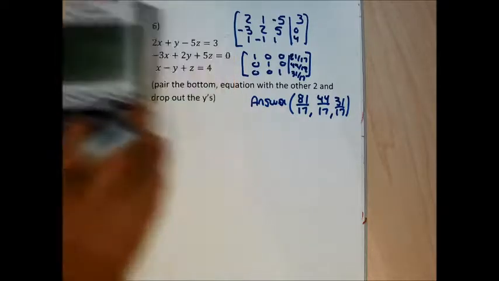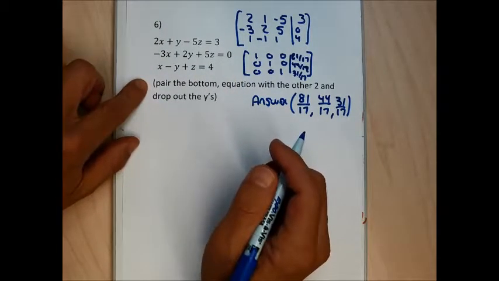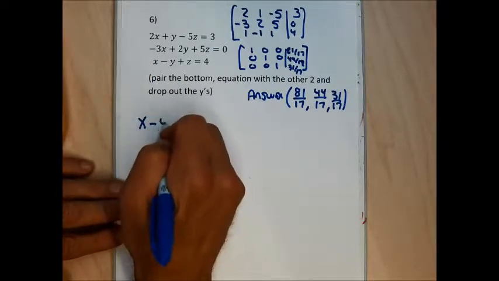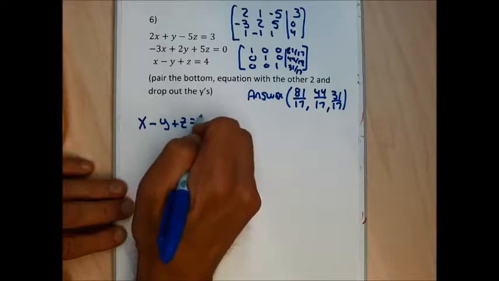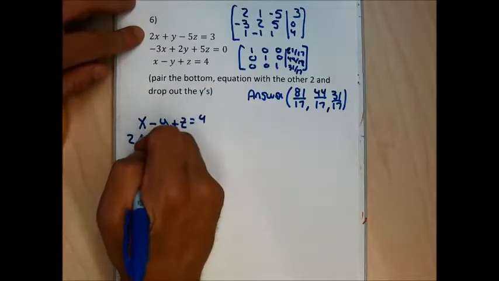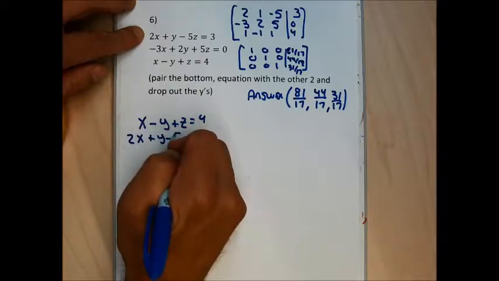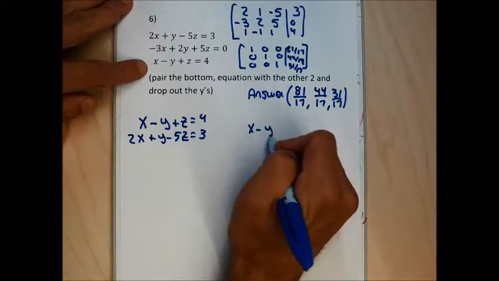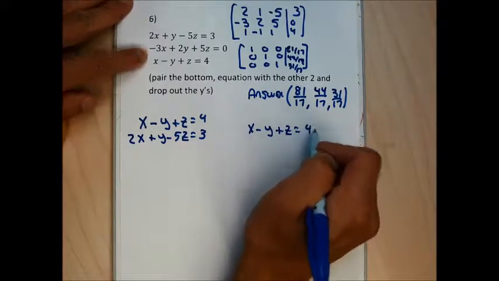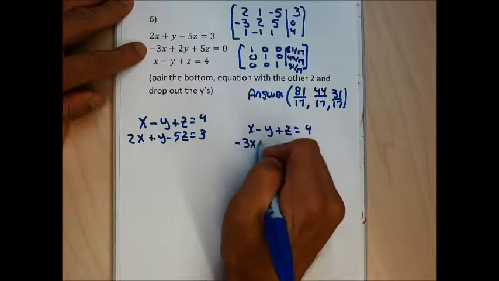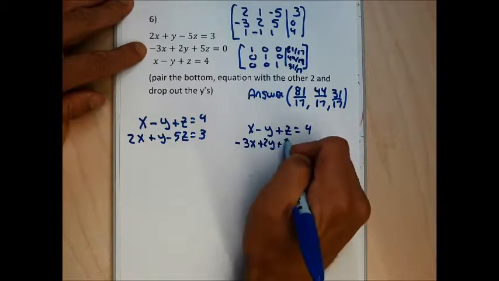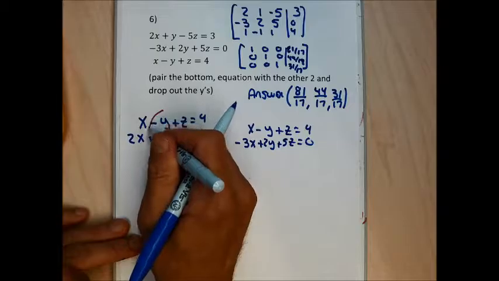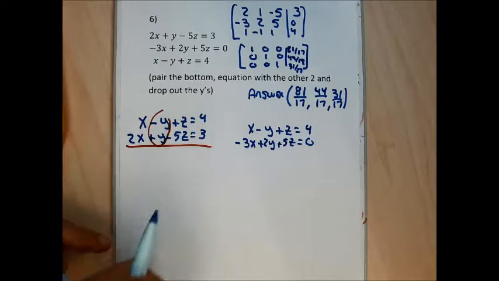Let me push through this and see what happens. So first up, pair the bottom with the other two and drop out the y's. So I'm going to take the bottom equation, x minus y plus z equals 4. Pair it with the top equation of 2x plus y minus 5z equals 3. Pair the bottom equation, x minus y plus z equals 4, with the middle equation, minus 3x plus 2y plus 5z equals 0. And I want to drop out the y's. In this first pairing, the y's are going to cancel perfectly.